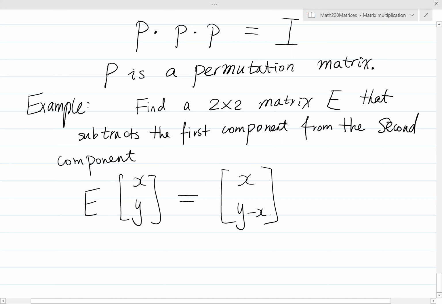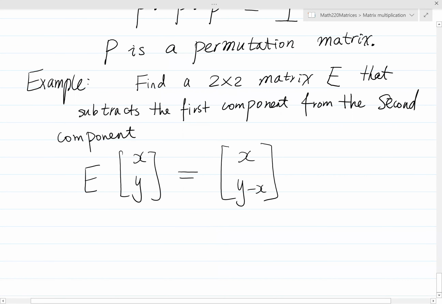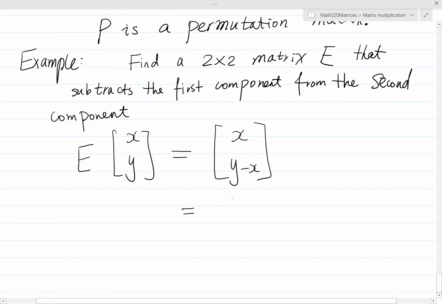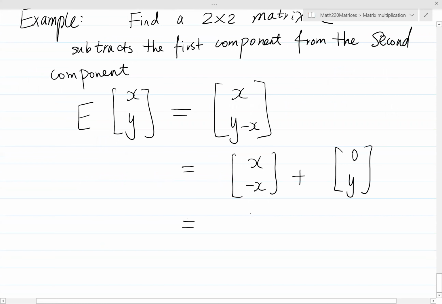Okay, so we want such an E. If you write this thing as, what we do is we separate x and y. So you see here, this is x times (1, -1) plus y times (0, 1). We factor out x, and you get (1, -1), then you get y times (0, 1).